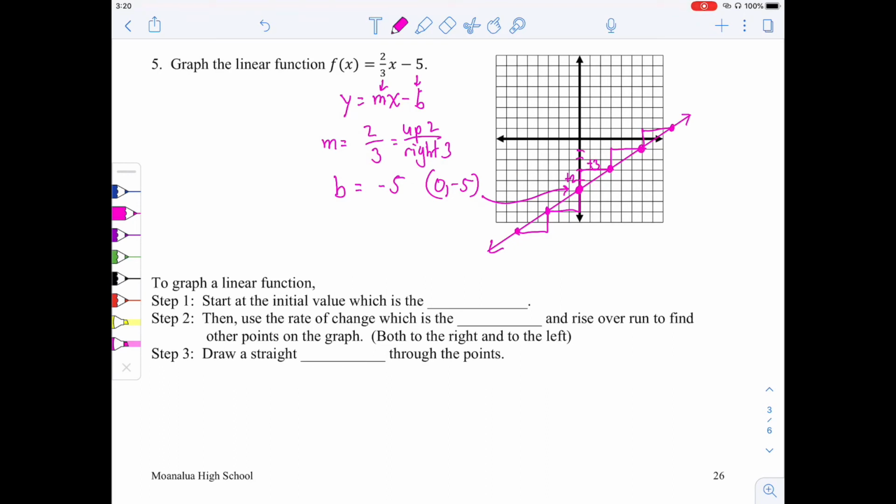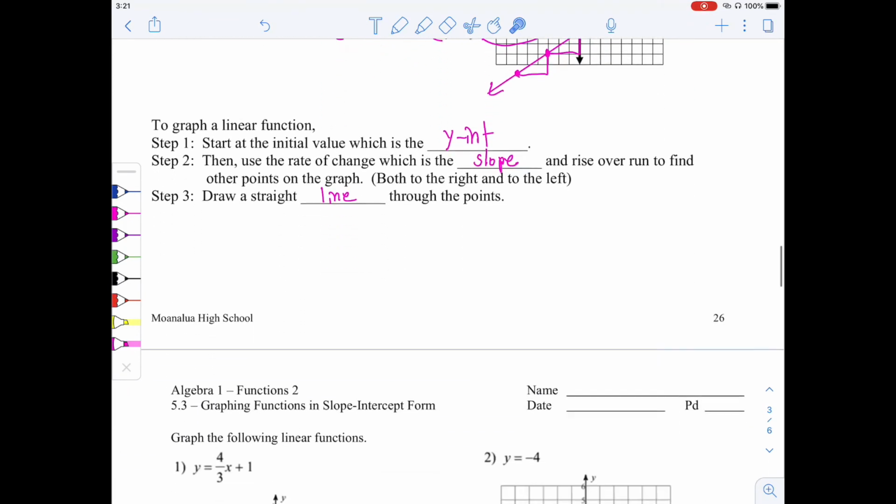So step 1, start at the initial value, which is the y-intercept. The initial value is always the y-intercept. Then use the rate of change, which is the slope, and rise over run to find other points on the graph, both to the right and to the left, just like we just did. And draw a straight line through the points. So when you want to graph, always start at the y-intercept, -5, this number here, right there on the y-axis. Use your slope 2/3, up 2, right 3. And you can go the other way, down 2, left 3. Just follow the pattern so it makes a straight line all the way across.